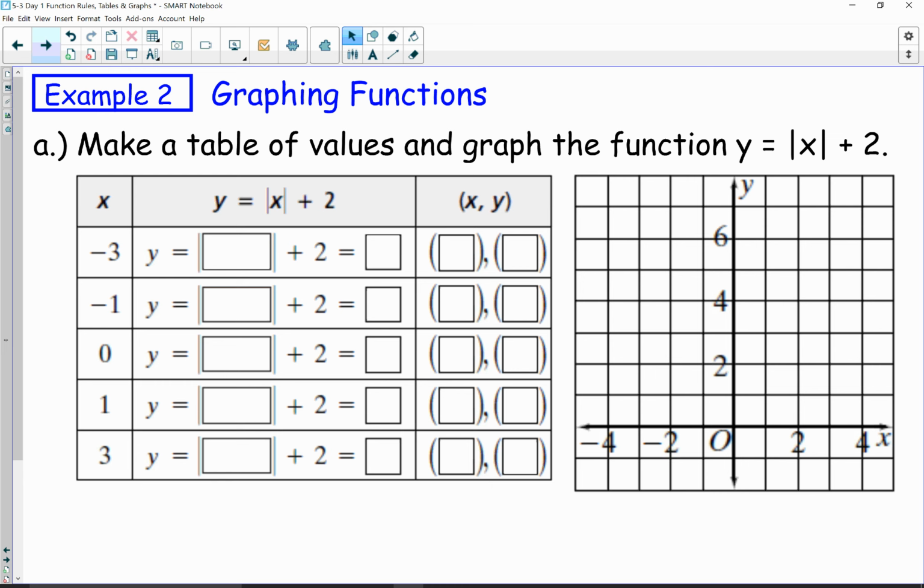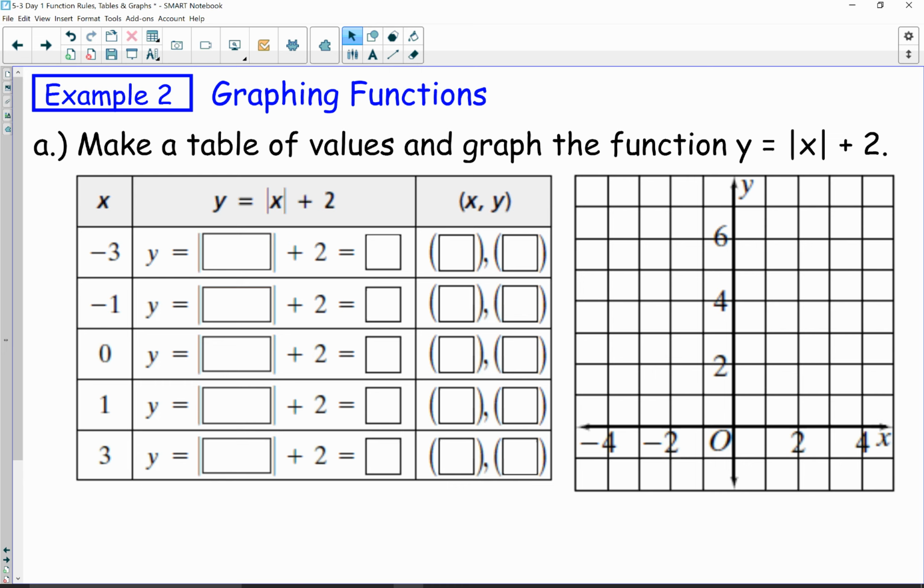So on the back side of the notes, all we're doing is looking at some different types of functions and what their graphs would look like. We're still using a table to find the values that we're going to graph. So here we have the function y equals the absolute value of x plus 2. It's an absolute value function. We talked about absolute value recently.